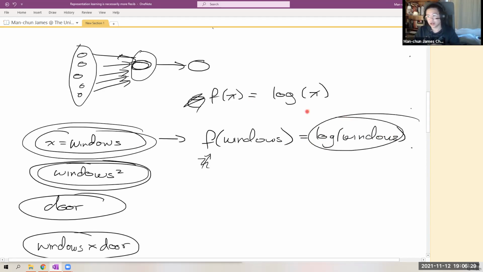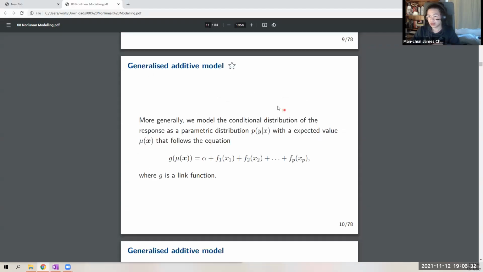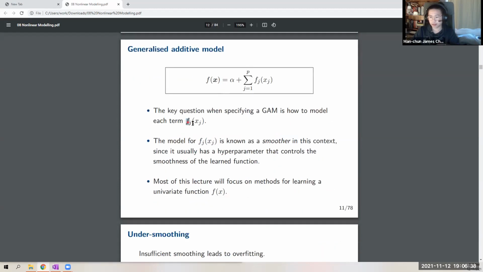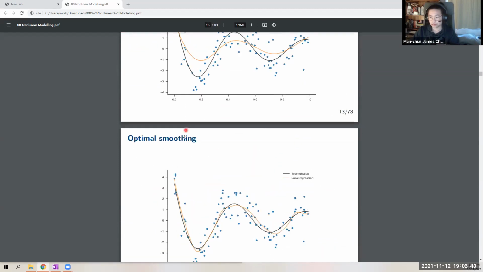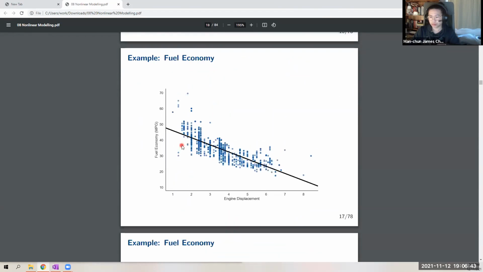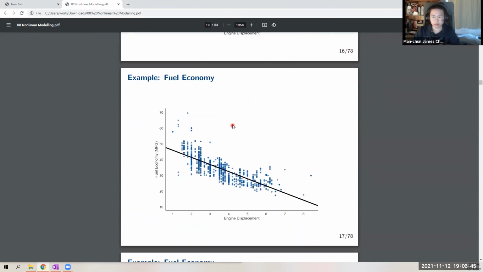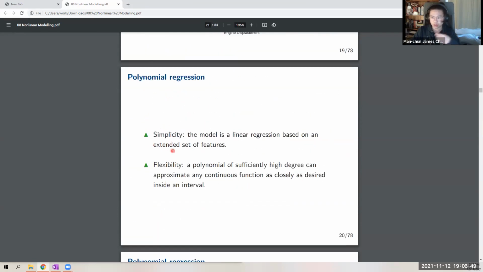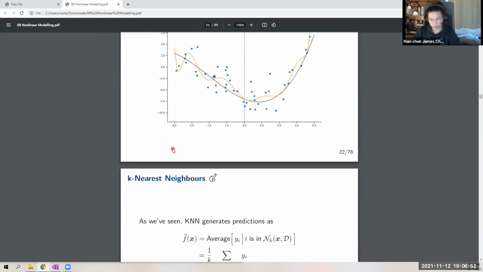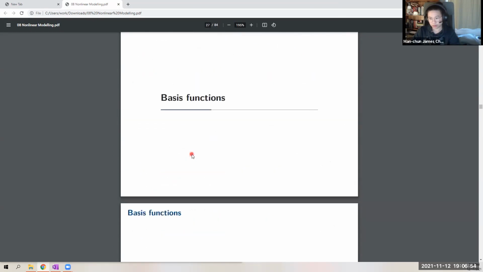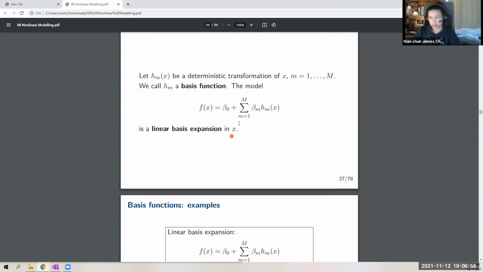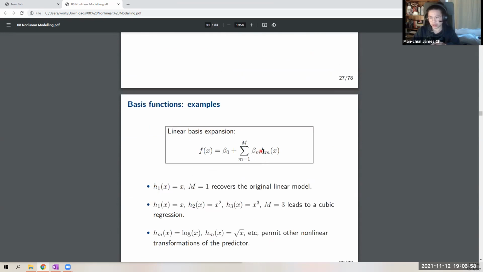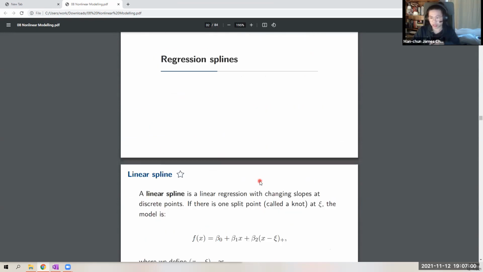Okay, and this is probably another example of representation learning. Polynomial regression, again, is another example of representation learning. Make sure you know the difference. Polynomial regressions tend to be very, very flexible. Basis functions are a little bit more difficult for me to explain.